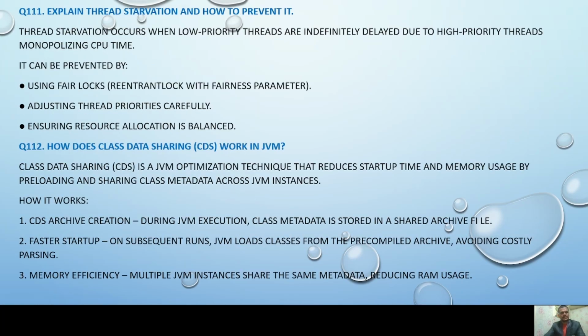Next question. Explain thread starvation and how to prevent it. Thread starvation occurs when low priority threads are indefinitely delayed due to high priority threads monopolizing CPU time. It can be prevented by using fair locks, that is ReentrantLock with fairness parameter, adjusting thread priorities carefully, and ensuring resource allocation is balanced.